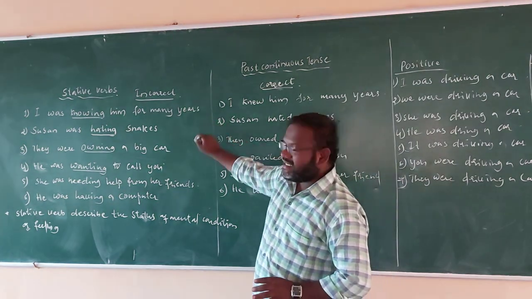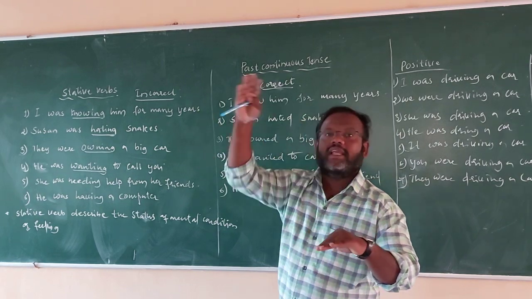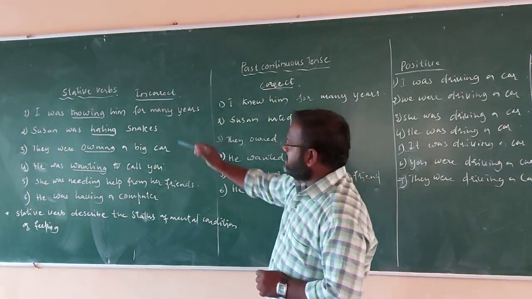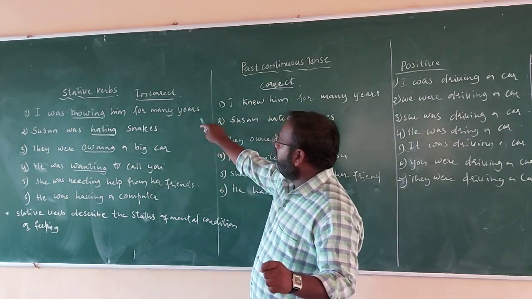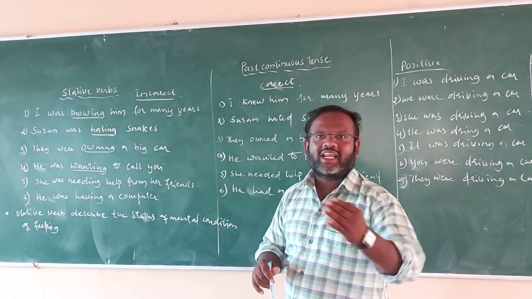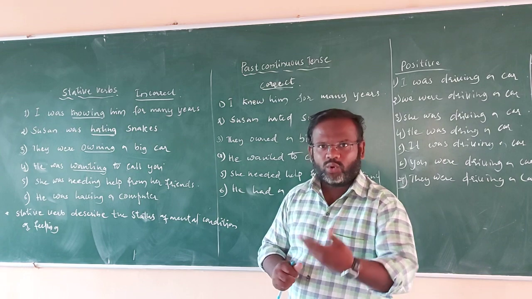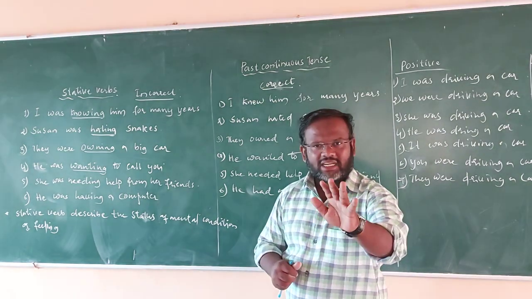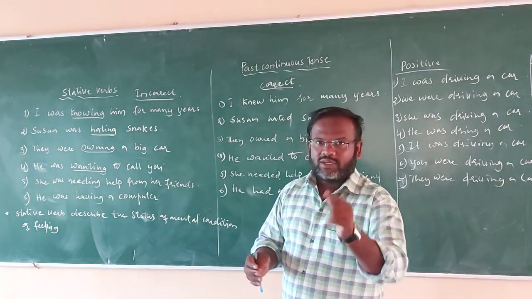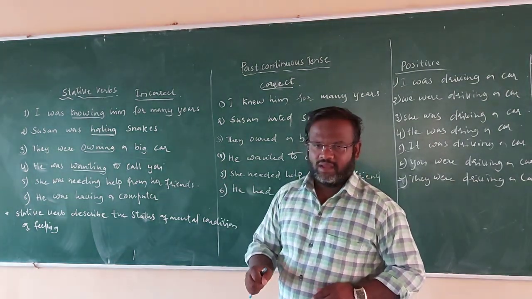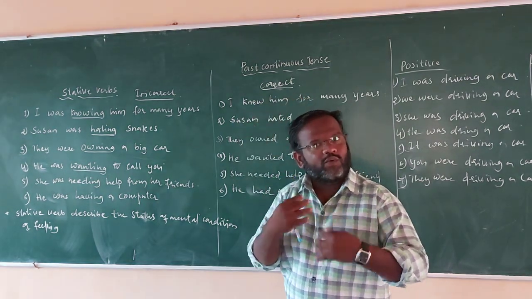Let's see some examples which are incorrect, and after glancing over them, we shall make them correct. Let's see: I was knowing him. I was knowing him for many years. Usually we commit this mistake when we use the language in our day-to-day life. We say, I was knowing him, I was knowing that person. Such type of words we use.